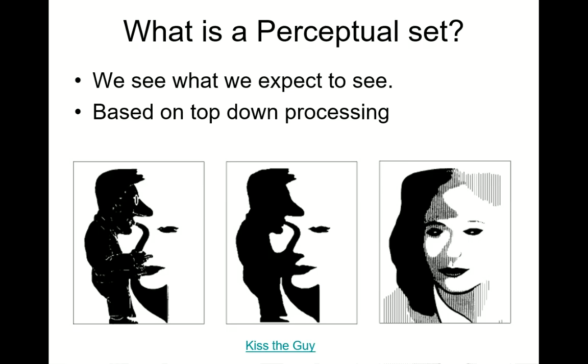So here's an example. The middle picture. What do you see in the middle? Well, it depends on what you are expecting to see. If you look at the left picture first, then the middle, you'll see a guy playing sax. However, if you look at the picture on the right and then shift your gaze to the middle picture, then boom, you'll see a woman's face.